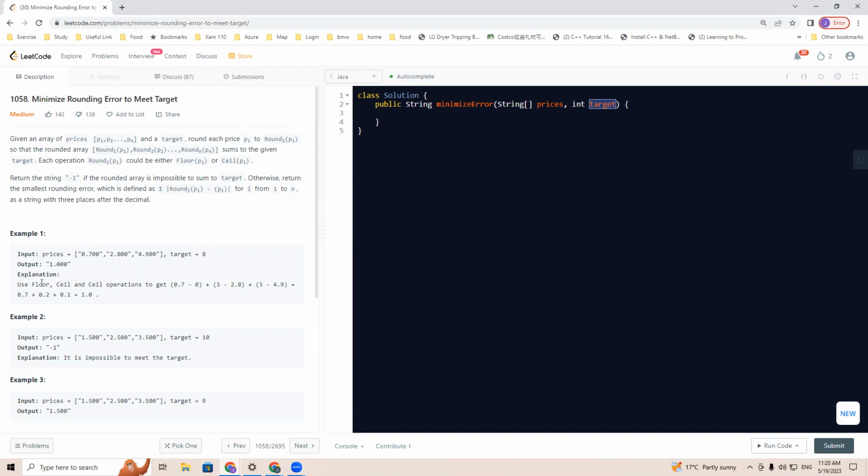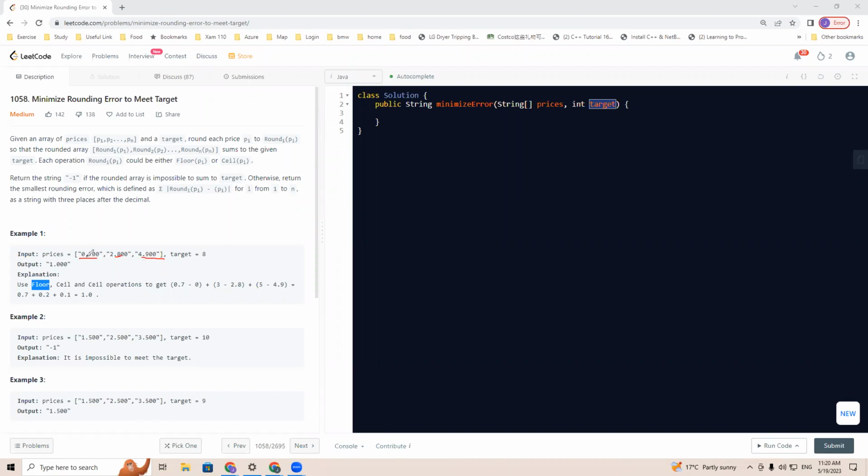Round up is ceil, and round down is floor. We use those prices, rounded to integers, so that they add up to the target, by trying to find the minimal rounding error. So let's look at this example.